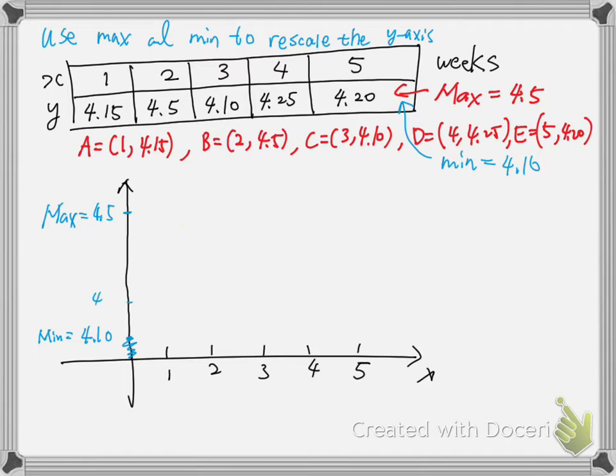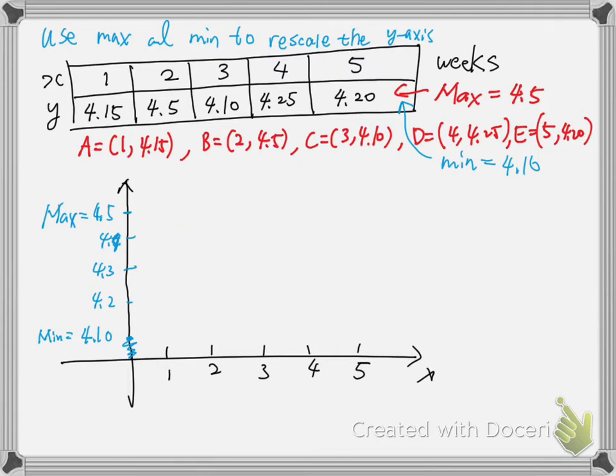We put 4.2, 4.3, and 4.4. So from minimum to maximum, we cut it into 4 intervals, okay? And each interval is just 0.1. The 0.1 is the gap in this new labeling, rescaled y-axis. We didn't look at anything above 4.5 or below 4.1. So that means rescale y-axis using maximum and minimum.